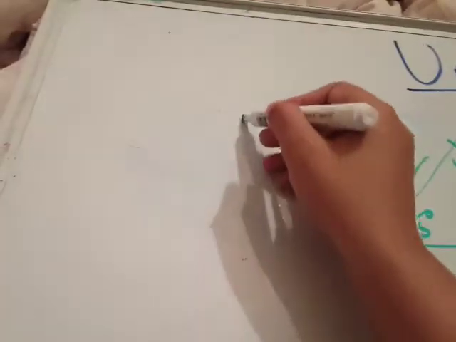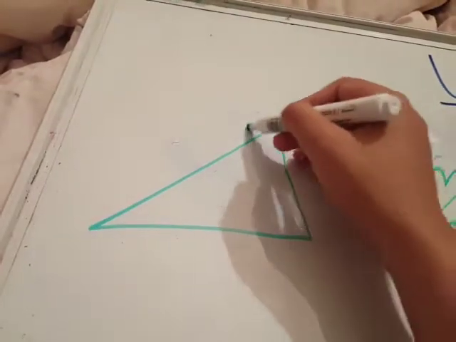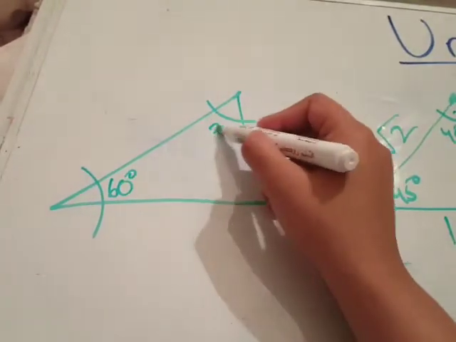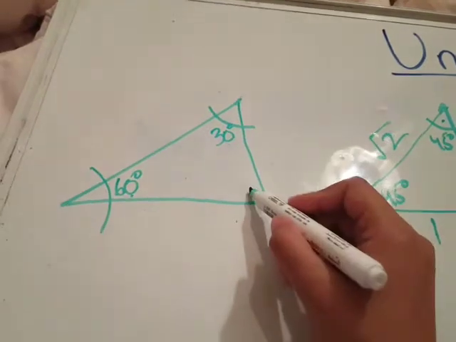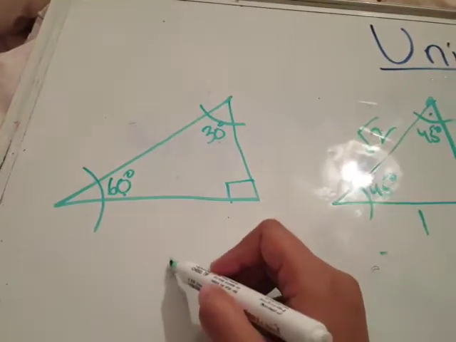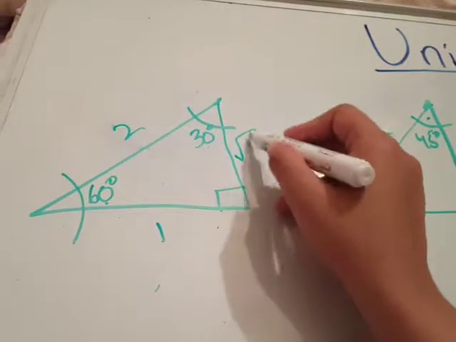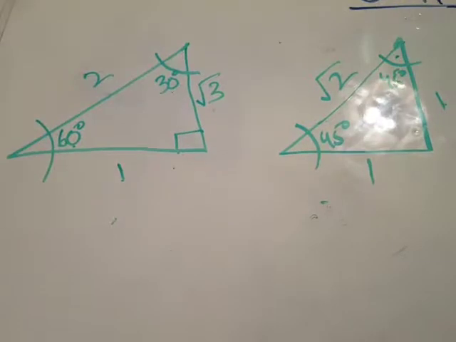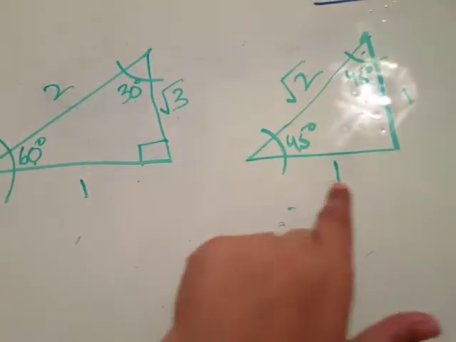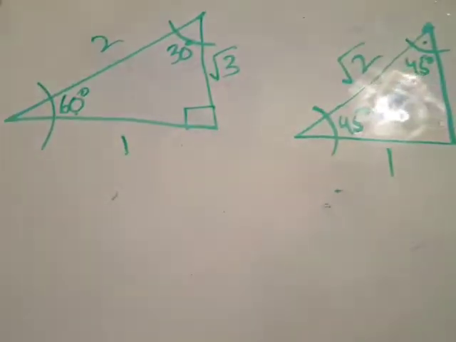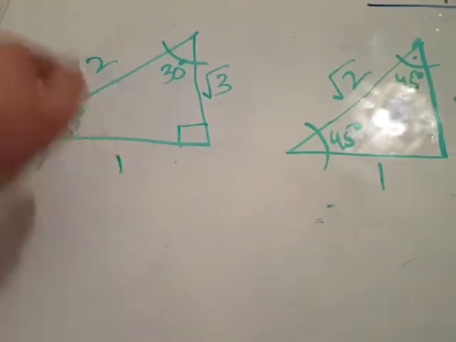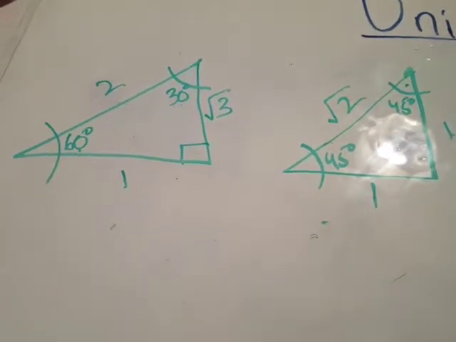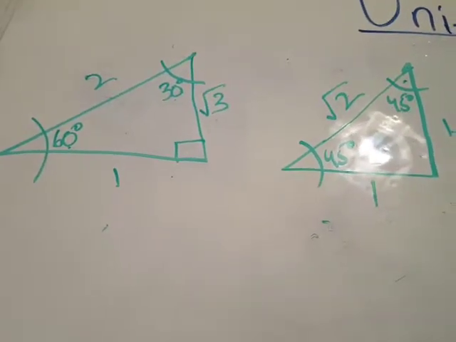You have to memorize one more special triangle. It is the 60 30 triangle. Okay, 60, 30, and this is 90. And the sides go 1, 2, under root 3. These are the 2 special triangles which you have to memorize. It's very easy to memorize. For the 45 45, it is 1, 1, under root 2, and for 60 30, it is 1, 2, under root 3. Please draw them 3-4 times and just memorize these 2 triangles. It will help you a lot.